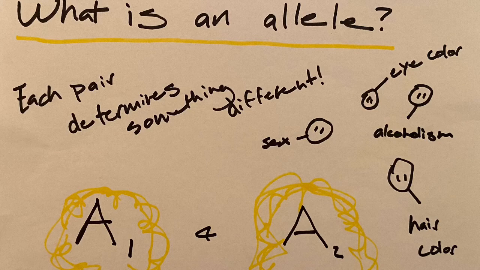First off, what is an allele? Alleles are something we all have in our genes. They come in pairs, and each pair determines something different about the organism it belongs to. In each pair, there are two possible alleles you can get. We will call them A1 and A2.